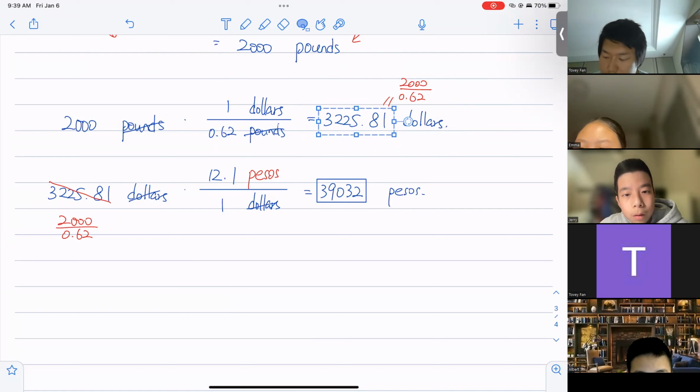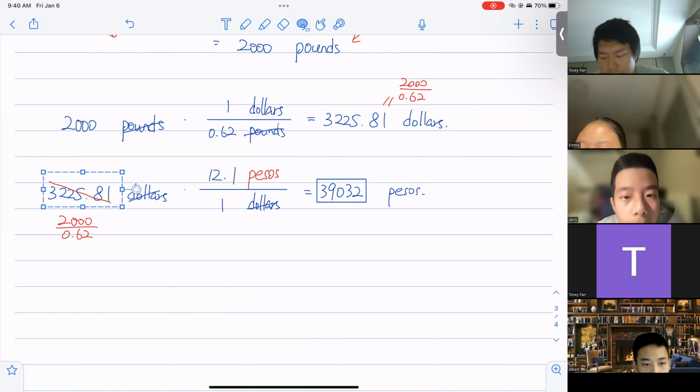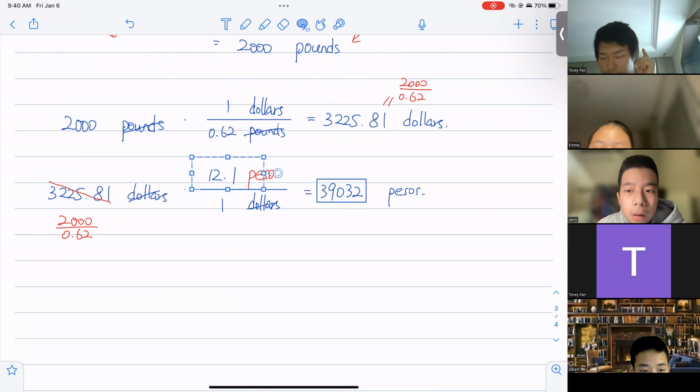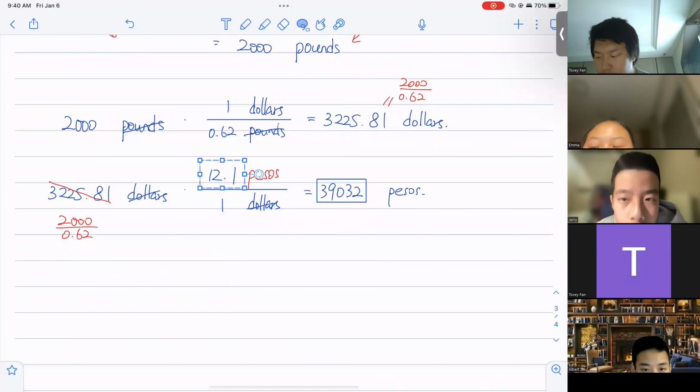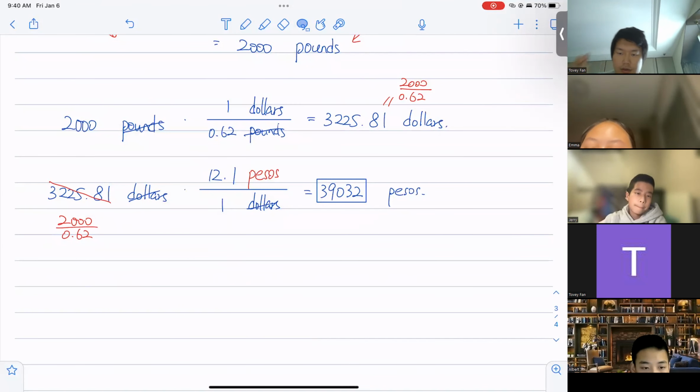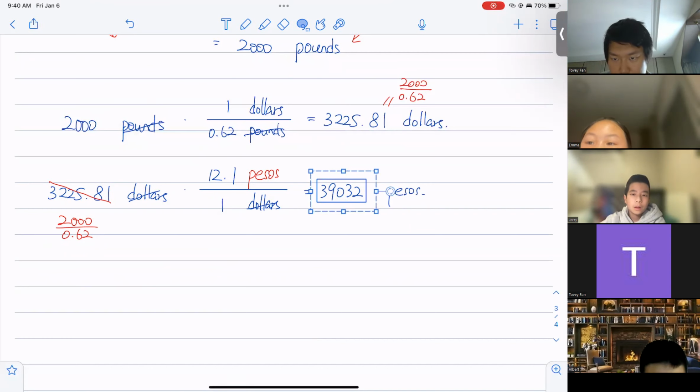So in your calculator, you don't have to type in 3,200 something times 12.1. You should just use 2,000 divided by 0.62 times 12.1, right? So in your calculator, you just type in 2000 divided by 0.62 times 12.1, and that will give you the exact value, a more accurate value. Okay, yeah.